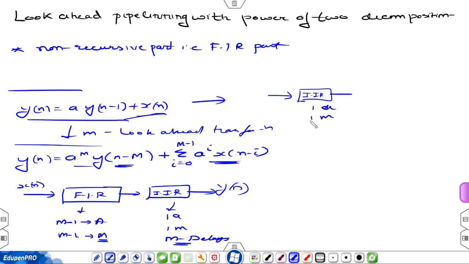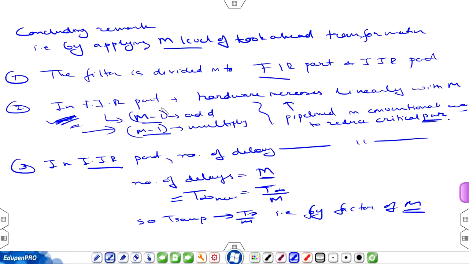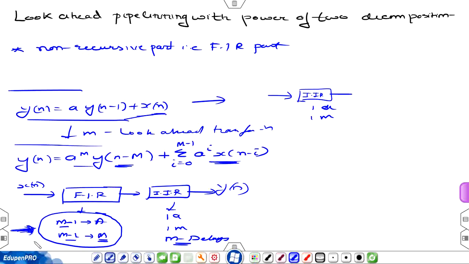Okay, so you can see that there is a linear increase in the computational units in the FIR part, from 0 to M minus 1 for M levels of transformation. So the area of the FIR part is linearly increasing because of this. This was already mentioned in the last lecture: hardware increases linearly with M. A circuit with a large area is not attractive, so we have to find a way to decrease this area.